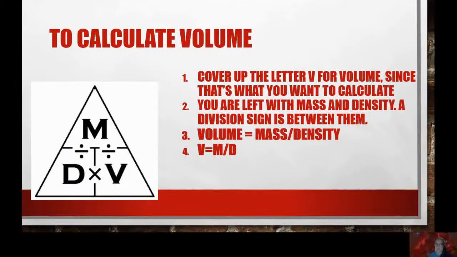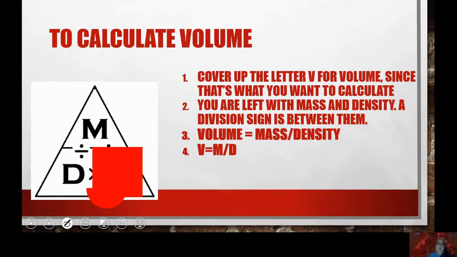Now, what if it's the last variable, volume? What if we're looking for volume? Same deal. If the question asks for volume, we would cover that V. And so the operation left in between the mass and the density is a division sign, which means volume equals mass divided by density. You always divide the top number by the bottom number, not the other way around. That will give you the wrong answer.